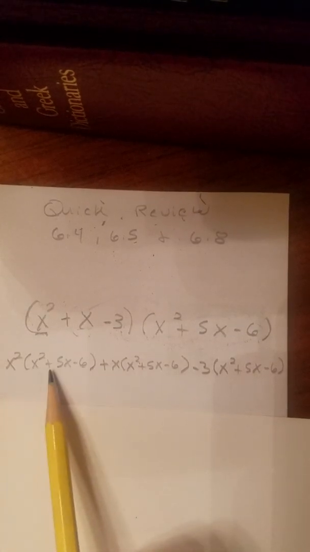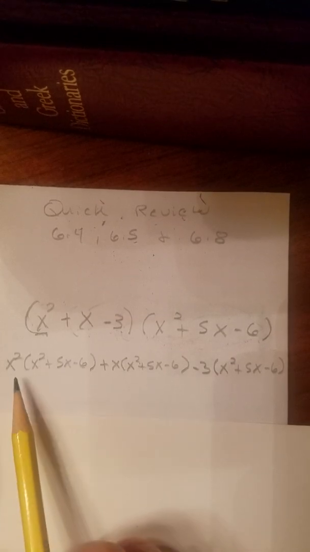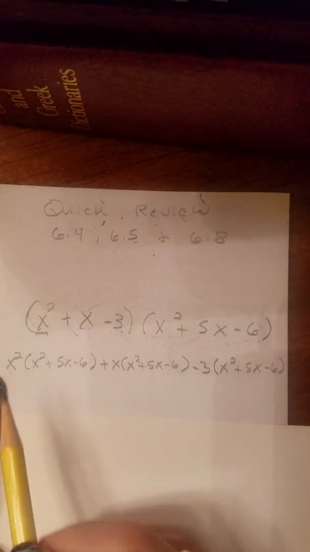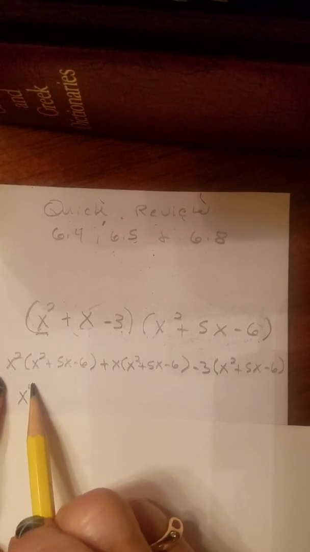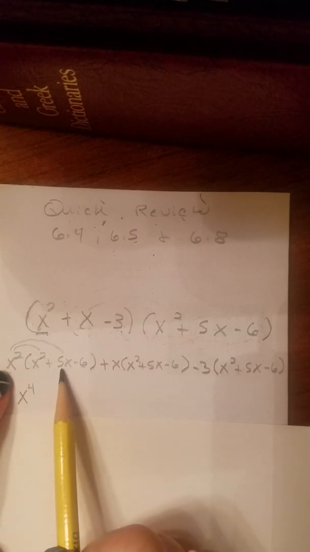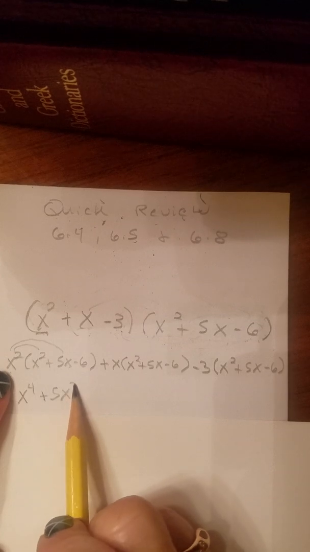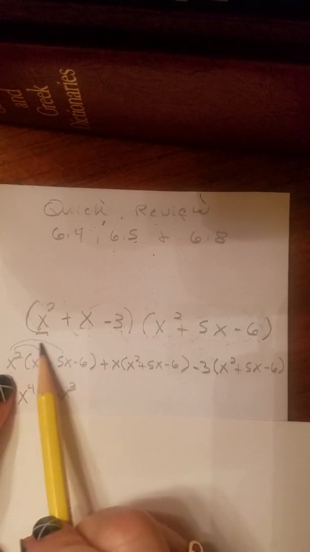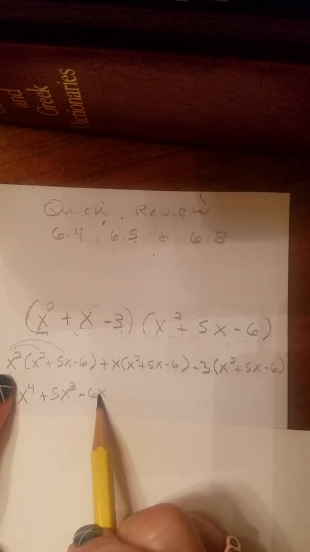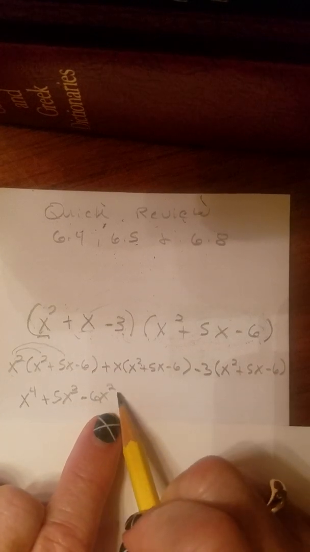Now you're going to have to distribute again. Now you have a monomial times a trinomial, and you can probably do this much in your head. You're going to take x squared times x squared. Remember, you add exponents, so you're going to get x to the 4th power, right? Then you're going to take x squared times 5x, which is going to give you 5x cubed. And then x squared times negative 6, which is going to give you negative 6x squared. Now we're ready for the next one. Bring down our plus sign.